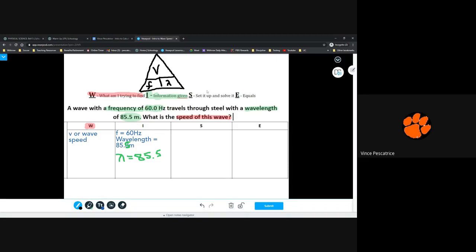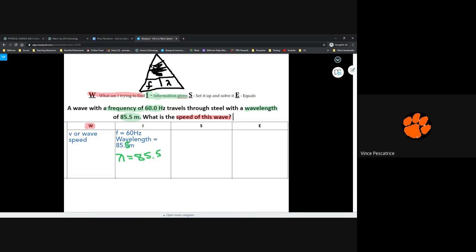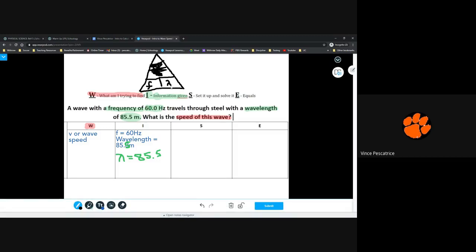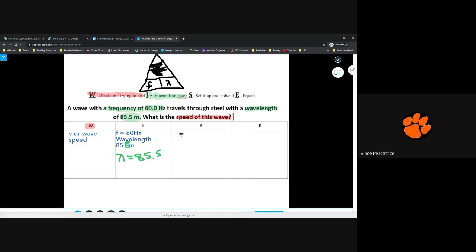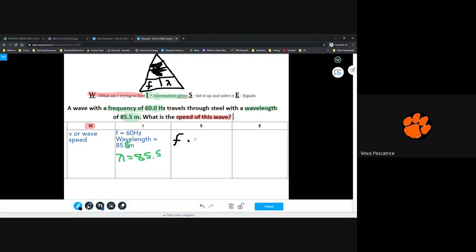So cover up what you're trying to find. Look at your W box. What are you trying to find? We're trying to find the speed. The letter that symbolizes speed is V. So I'm going to cover this up. That leaves me F and lambda for wavelength here at the bottom going side to side. Again, referring to your notes, that tells you you're going to multiply. So it's going to be F times wavelength.